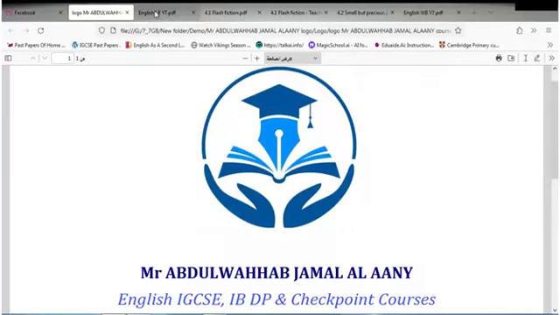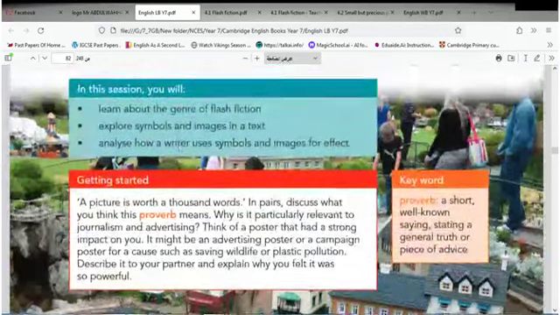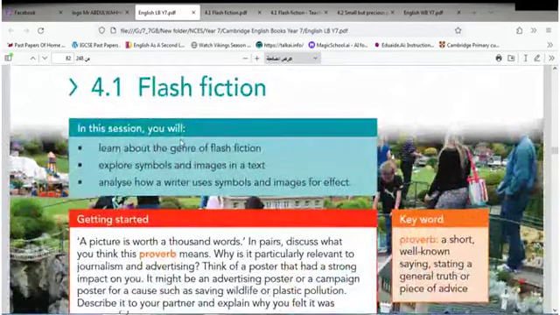Welcome to a new English session. Today we are going to deal with English as a First Language, Cambridge International School, Unit 4, Lesson 1, Cambridge Lower Secondary. Today we are going to deal with flash fiction. The lesson is flash fiction.